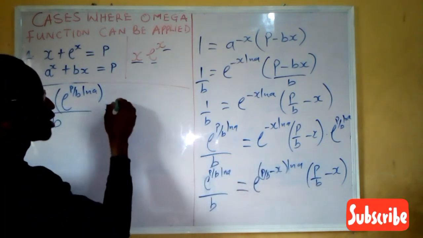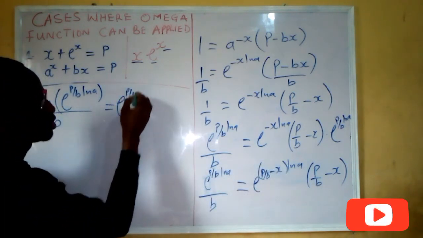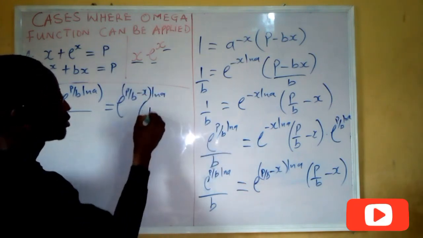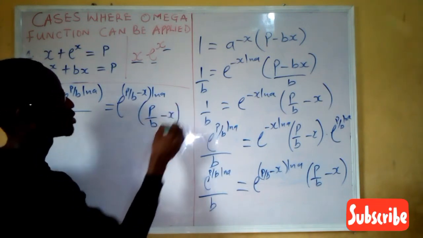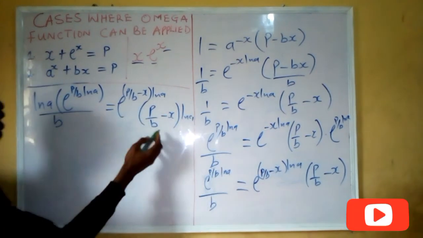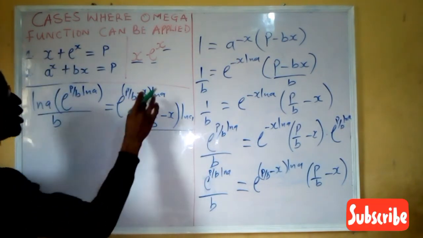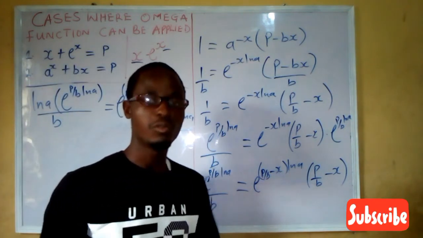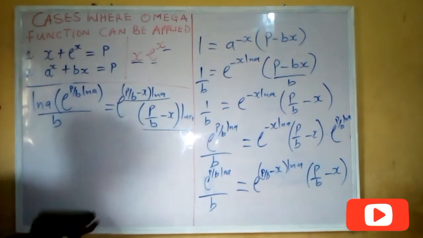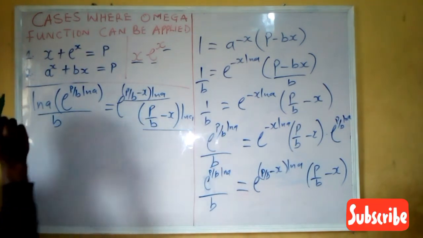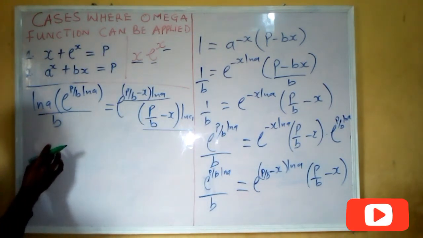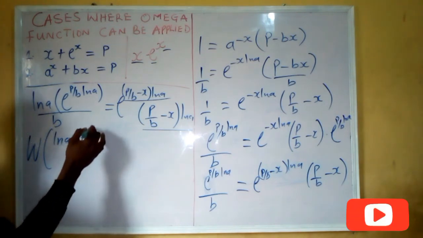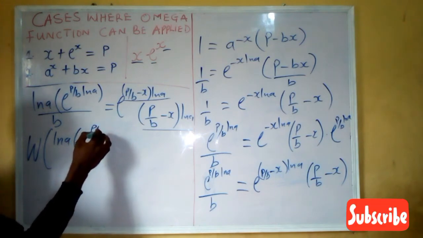So if I multiply that, I'm going to have e raised to the power p all over b minus x ln a, multiplied by p all over b minus x ln a. So definitely I already have the exponential form. So I can use the Lambert W function. So let's go. This gives us a W function of ln a exponential b all over p, all over b ln a.